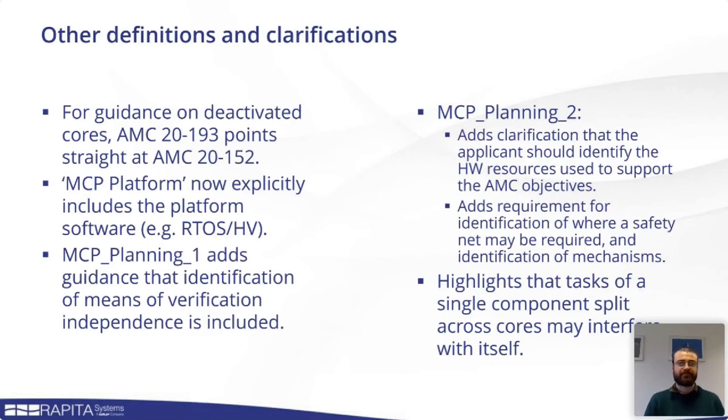The next modification is particularly in MCP Planning 1. It's added some guidance specifying that identification of the means of verification dependence needs to be included during the planning stage. Now, hopefully this shouldn't be a surprise. When things need to be done with independence, these are things that we should be documenting during our planning stage. So while this is an addition to the MCP Planning 1 objective, it should be something that we are already looking at doing.